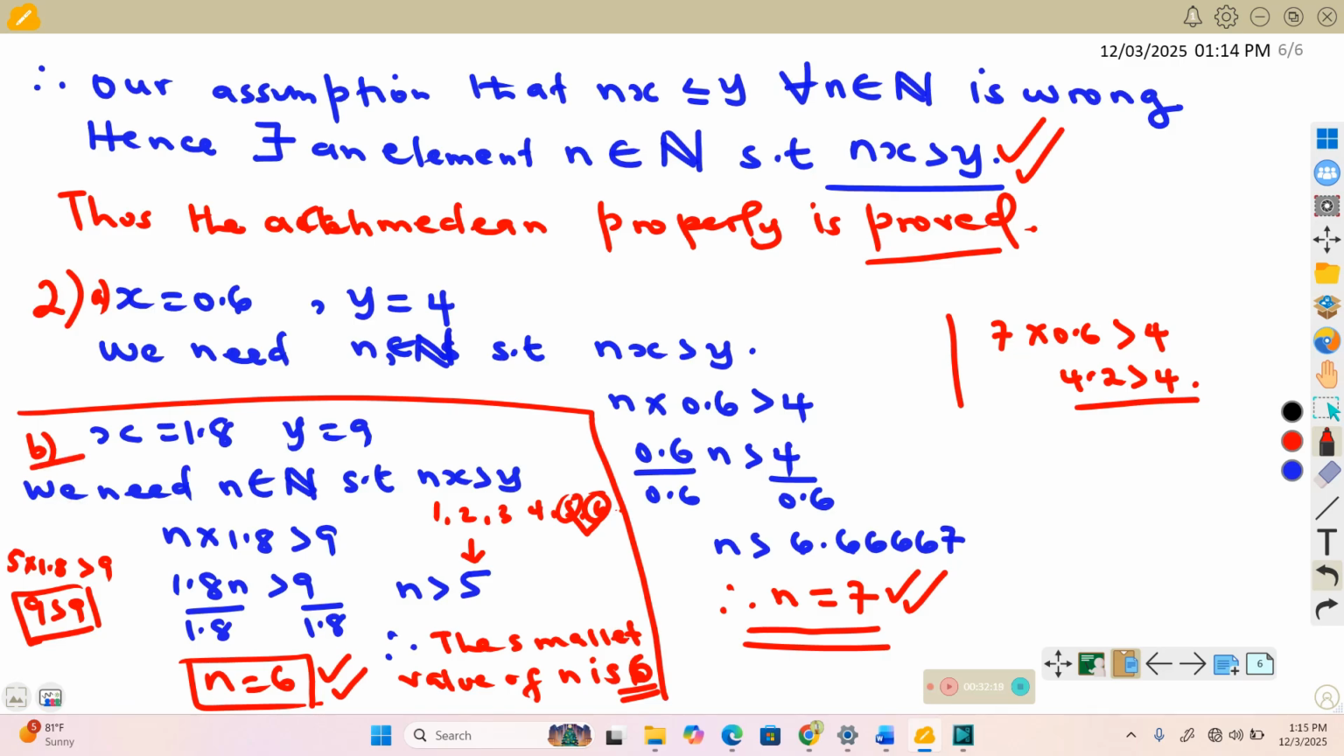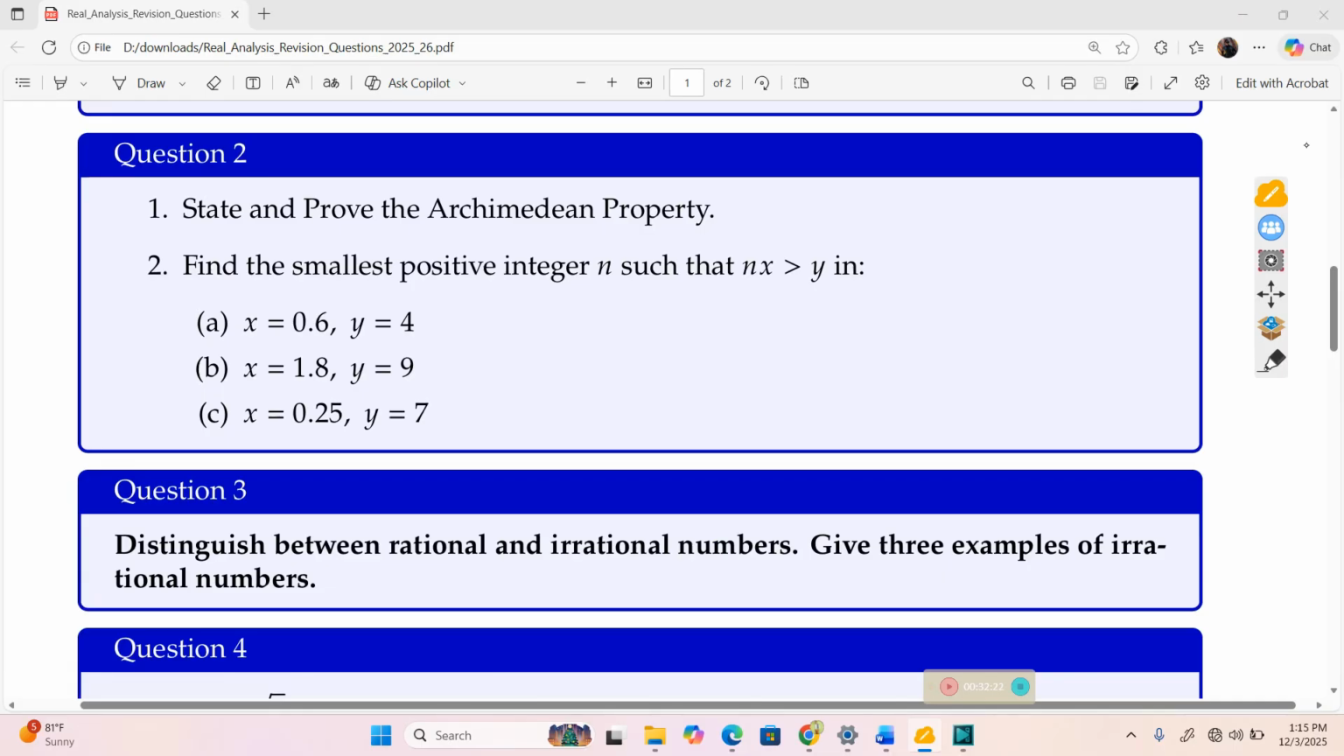Then part B is done. Then we have 2 part C, which is yours to try out. We need the smallest positive integer n such that this one holds. Please try this question out and get the value of n. Put that value in the comment section. So far you have 2 part B, 2 part C, and question number 1 to attempt. Make sure you try those out and put your results in the comment section. I will check through and see if you have surely been following.